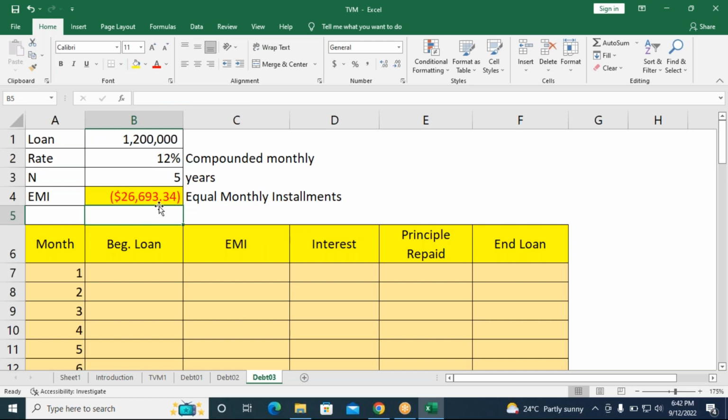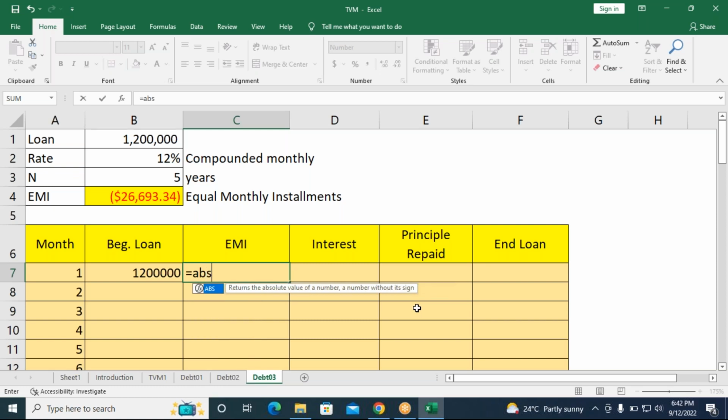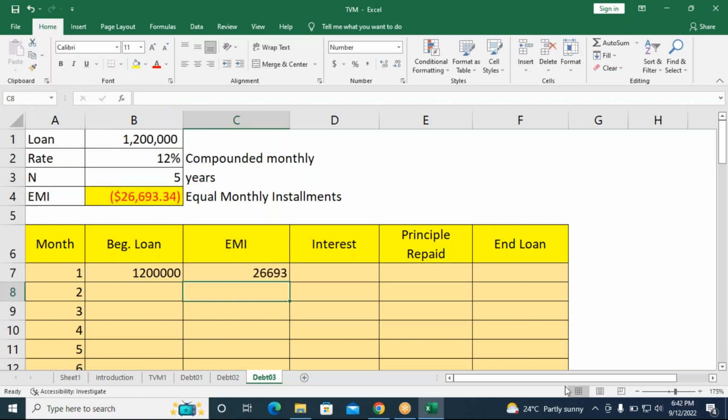Okay. This is every month which I am paying. So that is why it is showing in negative. So now beginning of the loan is equal to 12 lakh. And the EMI what I'm paying, I wanted it to be shown in positive. That means plus sign. So I'll be using ABS function which will convert the negative value into positive value. So this is my EMI what I'm going to pay.